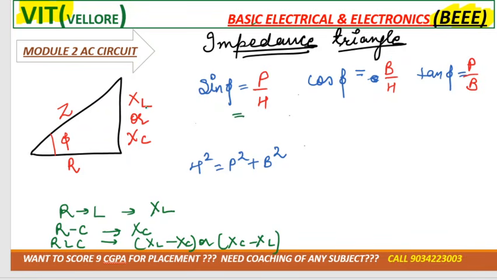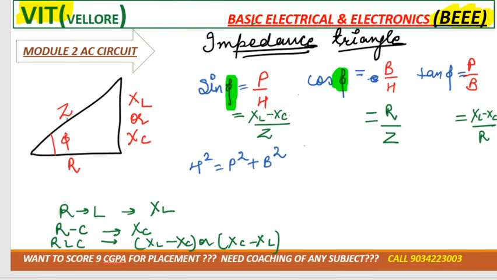So here sine phi is how much? Perpendicular over hypotenuse. We can take (XL minus XC) by Z. Cos phi is how much? R by Z. Tan phi is how much? (XL minus XC) by R, right? So from here, can you get the value of phi as well? Suppose we have taken cos phi. Cos phi is R by Z. If we need to calculate phi, then phi is how much? Cos inverse of R by Z.